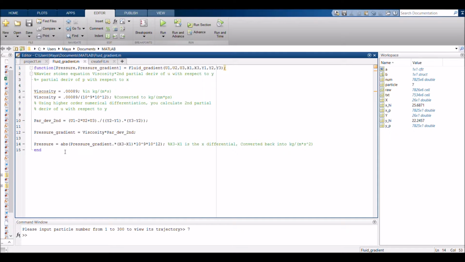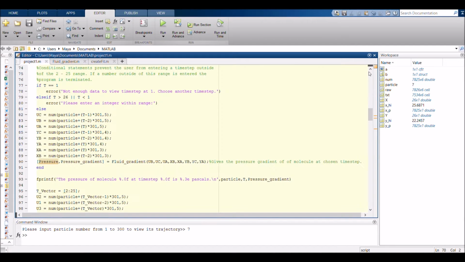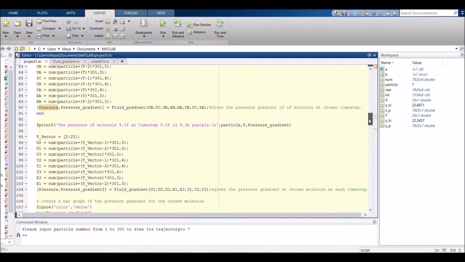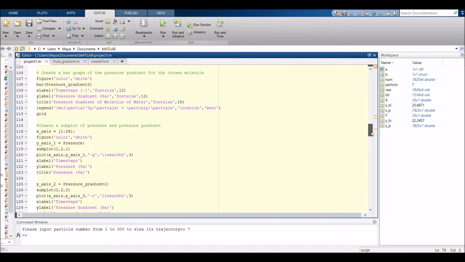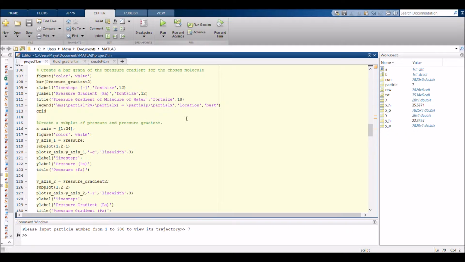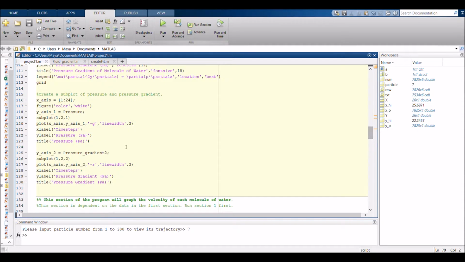Finally, to find pressure, we take the absolute value of the pressure gradient times the difference in x position, and then we multiply it by these constants to get it in kilograms per meter second squared, or pascals. We then print the pressure and the pressure gradient found, and we graph the pressure gradient as a bar graph. And then we graph both the pressure and the pressure gradient in line graphs for comparison.